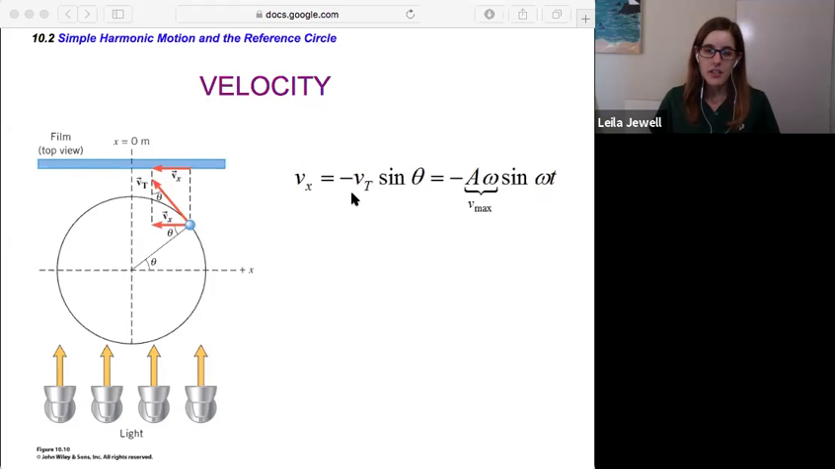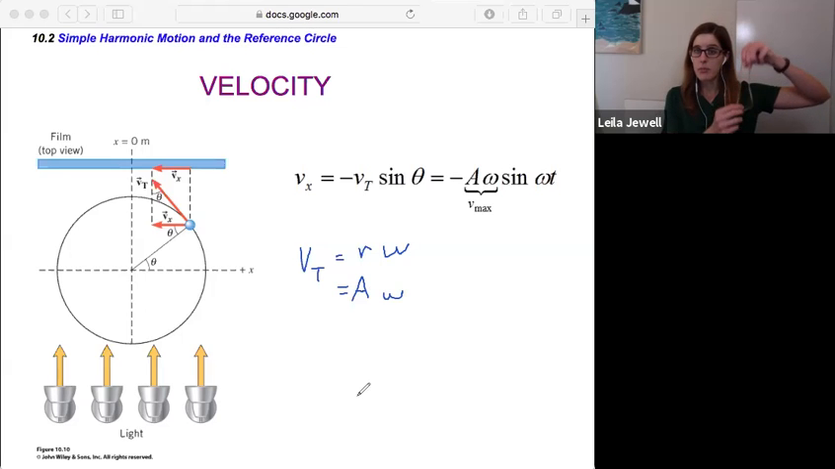And this v_t, we can relate to our amplitude, right? If we remember that our tangential speed is just going to be equal to the angular speed times the radius. So r times omega, and our radius here is just the amplitude times omega. So this gives, at any given instant in time, the velocity of our mass on the end of a spring, of our object that is traveling in simple harmonic motion.